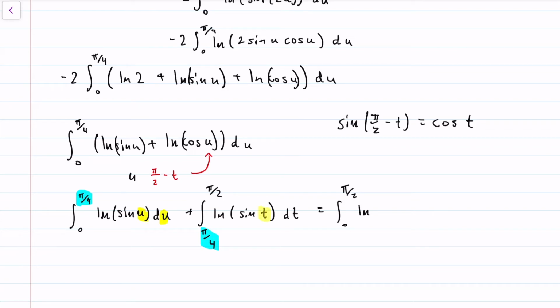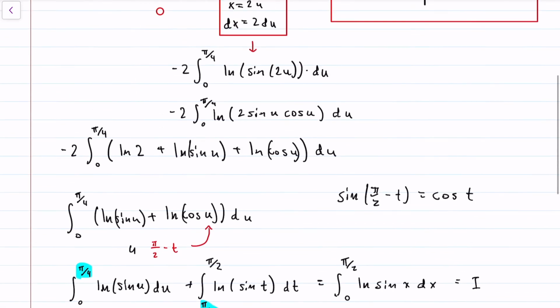these are dummy variables, so just call them x. Do a trivial substitution. u is equal to x for the first one, t is equal to x for the second one, so you get sine of x dx. Which is kind of the original. No, it's not quite the original, but it is kind of like the original, because the original had a negative in front. Let's just call this I, and let's formulate what we've been glancing over.